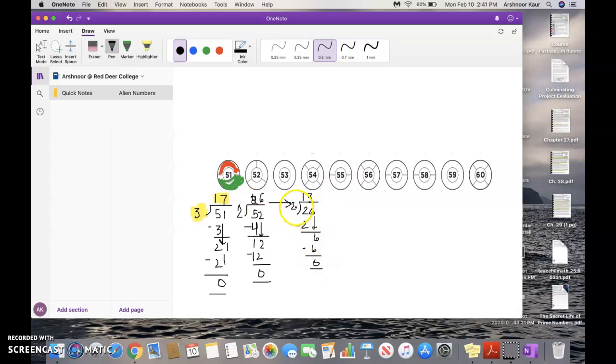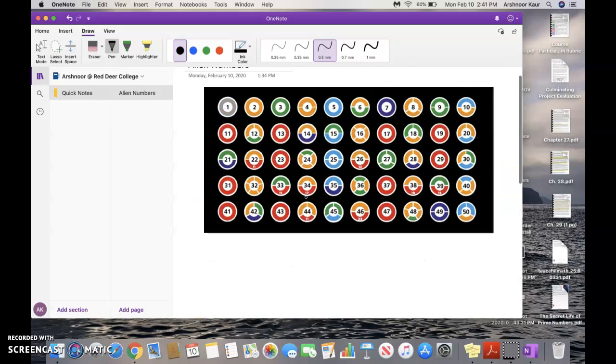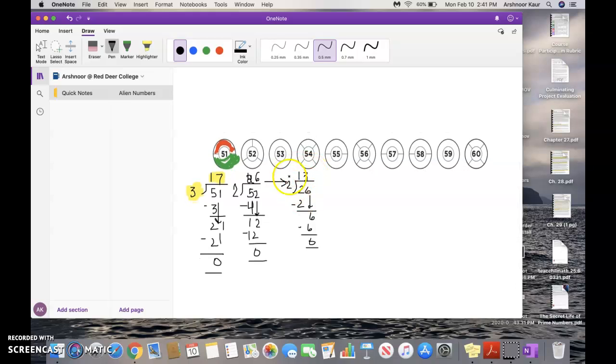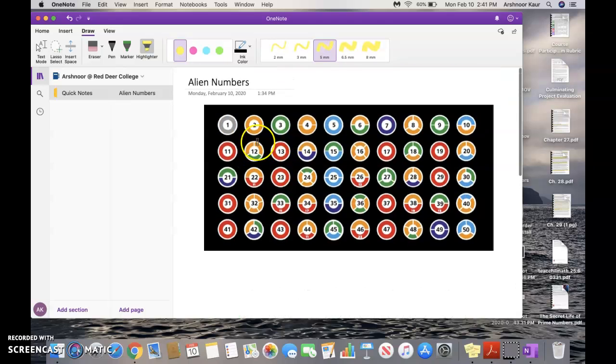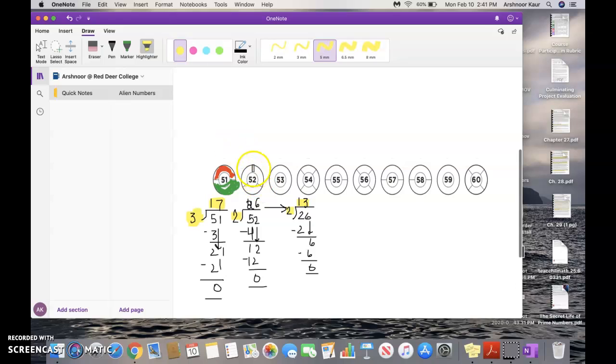Therefore, done. So when I look at 13, one way to check whether it's a prime number or not is to go to my chart. Yes, it's red, it's prime. Another way is to think about 13 itself. Is it divisible by any other number? No, it's not. So the factors for 52 are going to be 2 and 2 and 13. That means that I should have 2 yellows and 1 red shaded in here. So 2 yellows and 1 red.